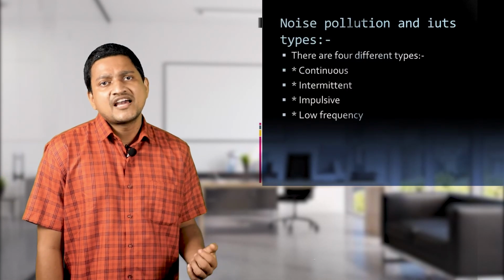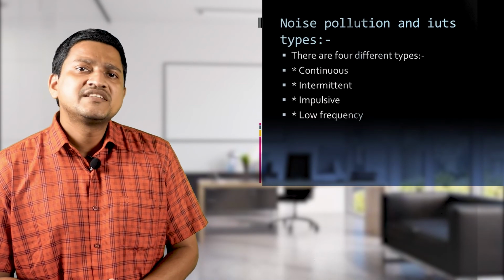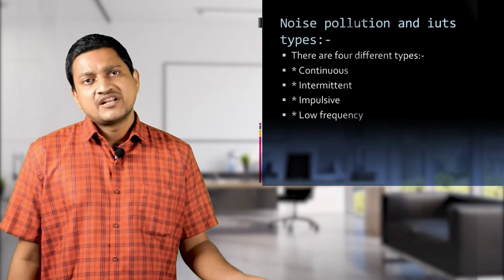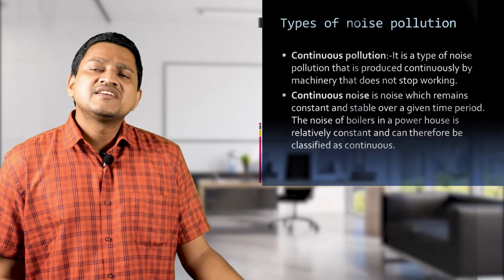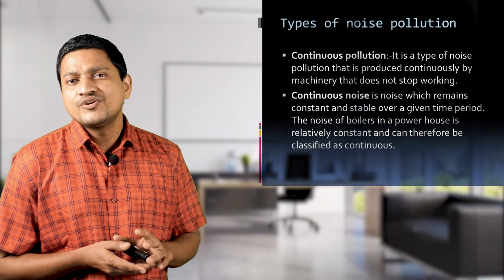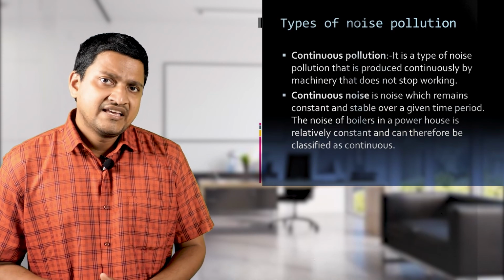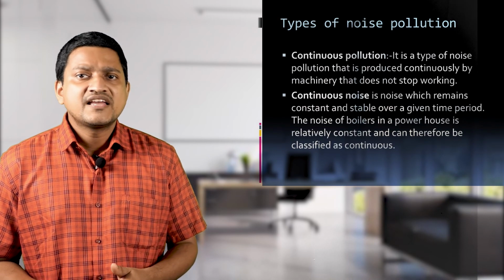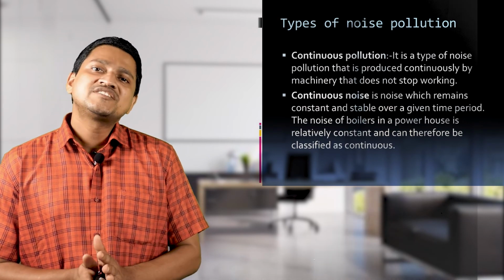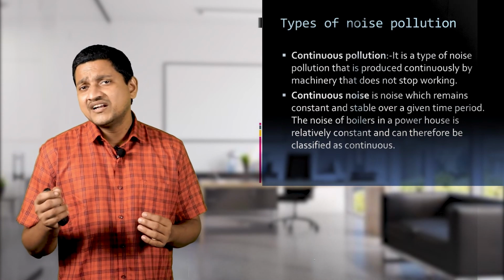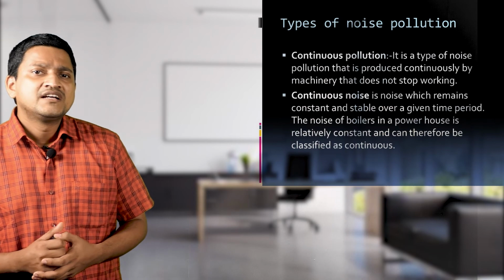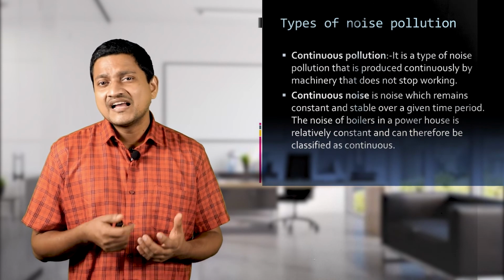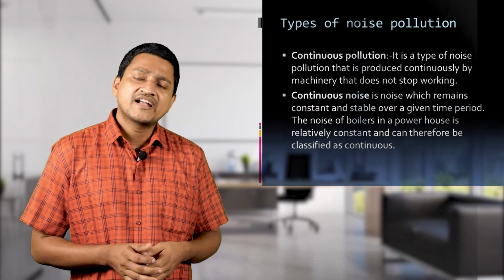Noise pollution has different types. There are mainly four types: continuous, intermittent, impulsive and low frequency. Continuous noise pollution is a type of noise produced continuously by machinery that does not stop working. Continuous noise is a noise which remains constant and stable over a given time period. The noise of a boiler in a powerhouse is relatively constant and can therefore be classified as a continuous source.